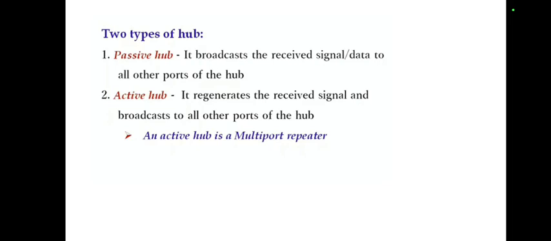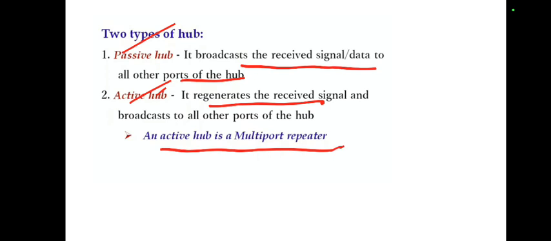There are two types of hub. One is the passive hub, the other one is the active hub. The passive hub broadcasts the received signal to all other ports, and the active hub regenerates. So the passive hub is broadcasting, and the active hub is regenerating. An active hub acts as a multi-port repeater also.